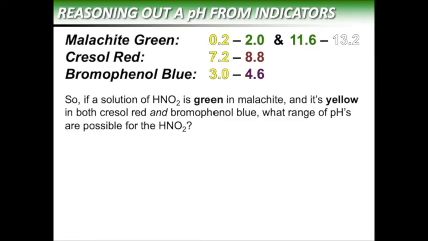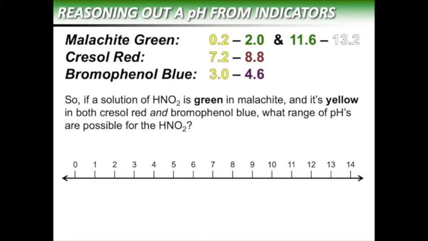So for example, if I tell you that a solution of HNO2 is green when I put malachite green into it, but it's yellow in the other two indicators, we're going to try to figure out the tightest range that we can declare for this solution's pH. And to do that, I find it very useful to draw yourself a number line. This number line will let me put down exactly what each color tells me. So I'd like you to take a moment, pause the video, and think through. If it is green in one, yellow in the other two, what are the ranges that each of those colors corresponds to?